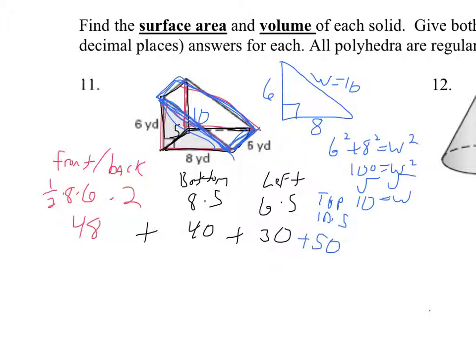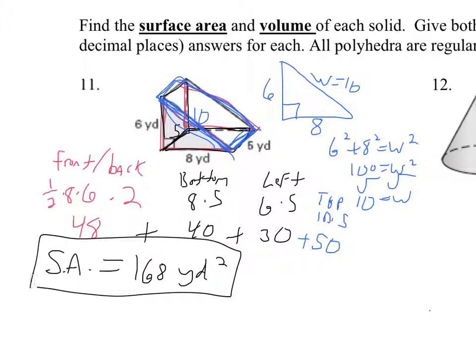So add them up. 48 plus 40 plus 30 plus 50, and we get 168. Again, make sure to label the surface area, 168 square yards.